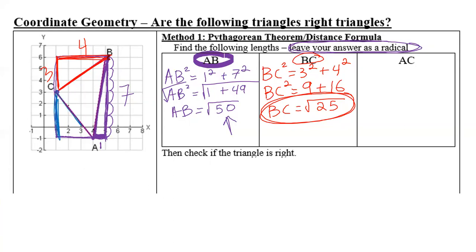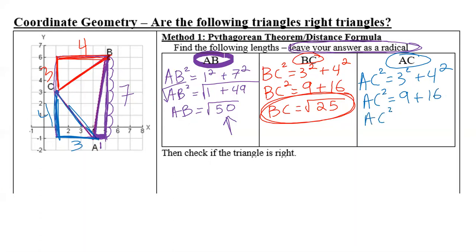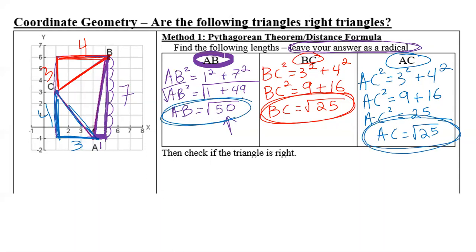Okay, and then the last one, AC. Here I count, this is 3 and this is 4. AC squared equals 9 plus 16. AC squared equals 25. And AC equals the square root of 25. And again, I want you to leave it just like this. So these are my 3 sides.